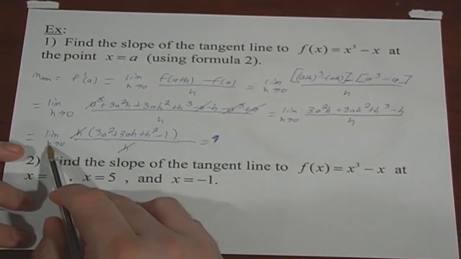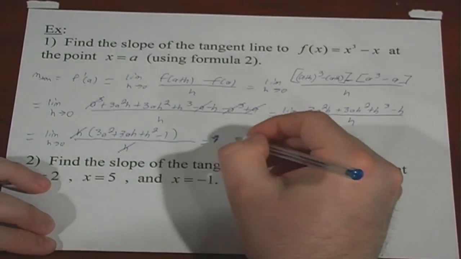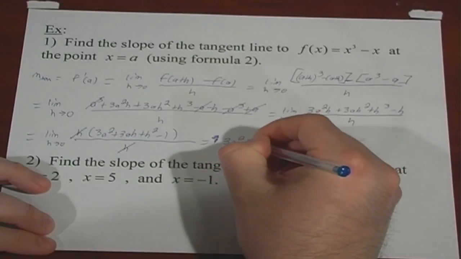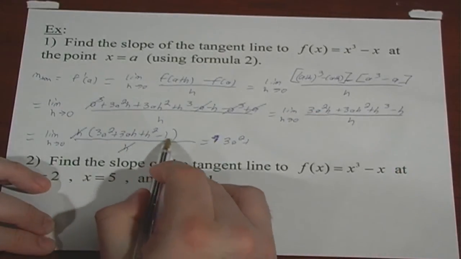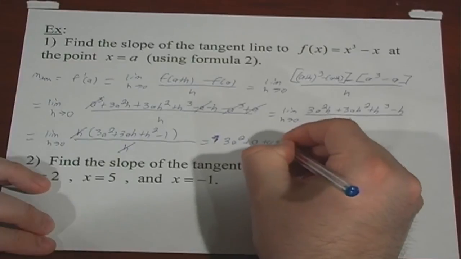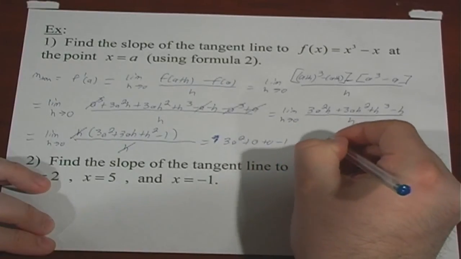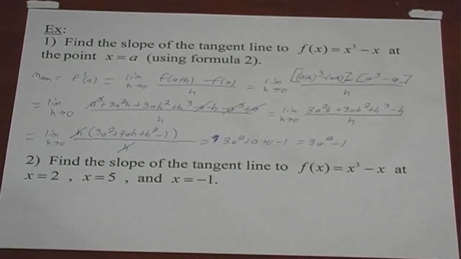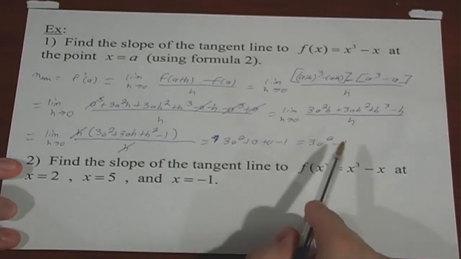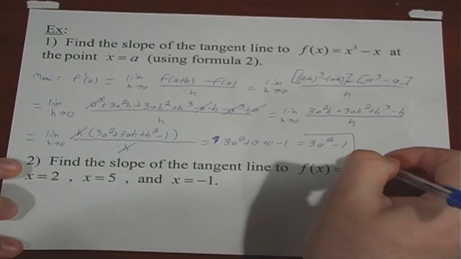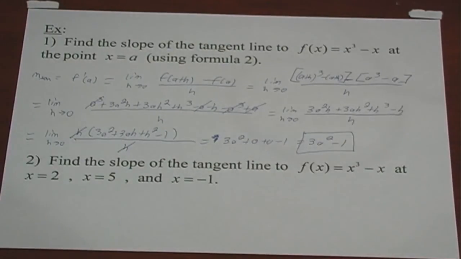What do I plug in 0 for? For the h's. Don't plug it in for the a, just leave it there. So this is 3a squared plus, that'll be 0, that'll be 0. So 0 plus 0 minus 1, and the answer is 3a squared minus 1. So look what happened. If I only give you the function, and I don't give you the point, then when you calculate the slope of the tangent line, you get a formula that has a in it. The wonderful thing about this formula now is that I can find the slope of the tangent line at any point I want. You just have to tell me what a is, and I can plug it in.